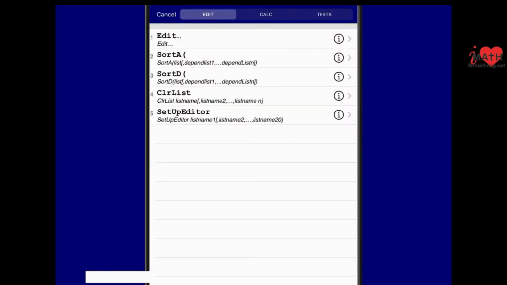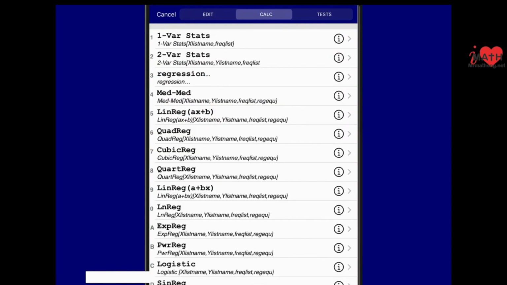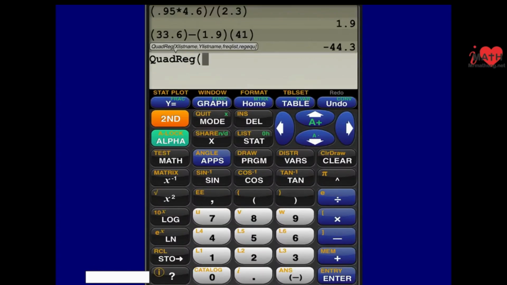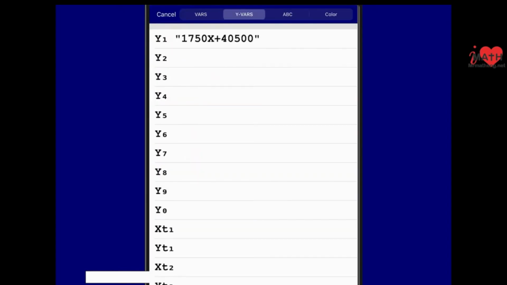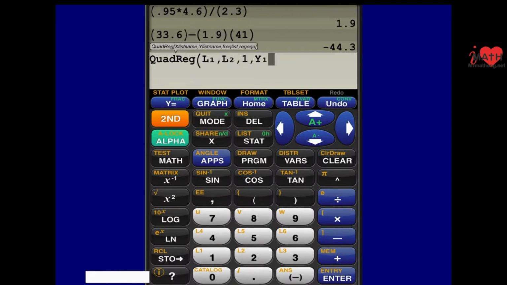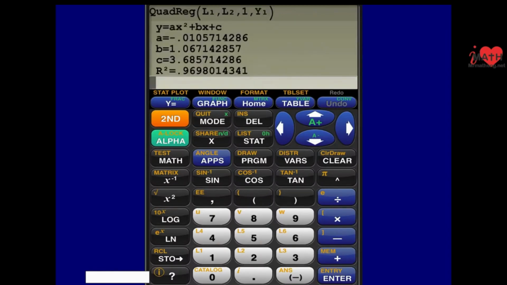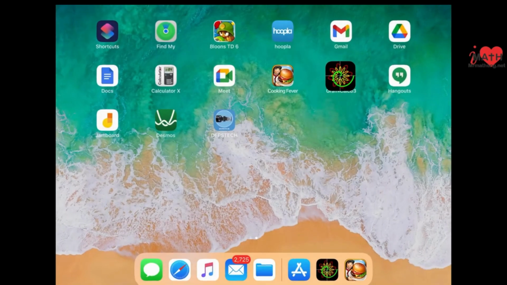Okay, so I'm going to go stat, calc, and number 6, quadratic reg. Where do I have them? List 1, list 2, which is second 1, second 2, comma, vars, go to y vars, and then click y1. All right, take a picture of this. Okay, let's go back.